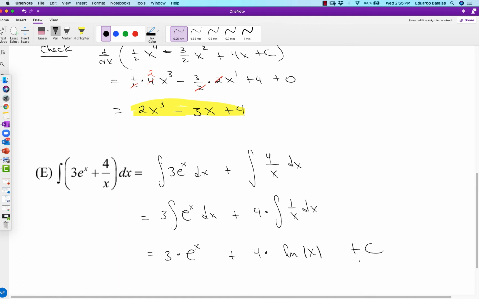Good. So again, you can check and confirm that the derivative of this, well, that's easy. That's going to be equal to that. And the derivative of this, well, that's easy. That's going to be 4 over x. So it seems to make sense that this is definitely our answer.